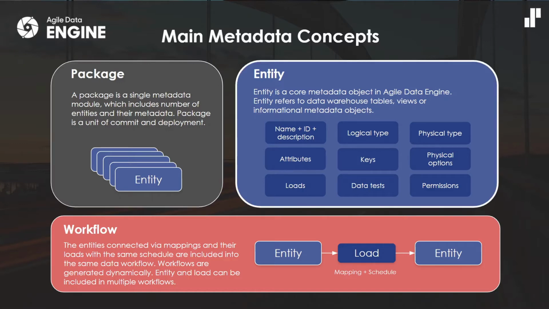Then entity. Entity is the core metadata object in Agile Data Engine. Entity refers to data warehouse tables, views, or informational metadata objects. Building a data warehouse in Agile Data Engine is based on entities. Most of the metadata definitions belong to entity. Each entity has metadata that provides information about the entity itself. The metadata of an entity includes name, description, attributes, keys, physical options, load definitions, test definitions, and permissions.